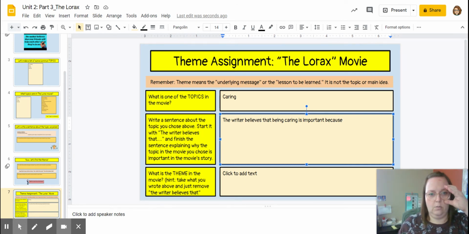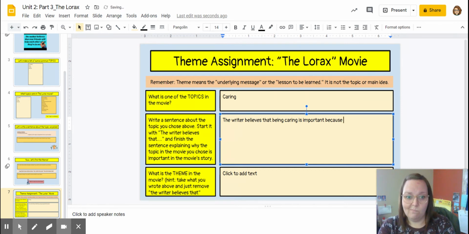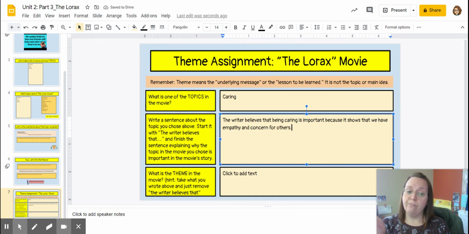Why is it important? It's important because, how about it shows that we have empathy and concern for others. If you care about somebody, you have concerns for them. You worry about them. You want them to be safe and healthy. If you have empathy, you can relate to other people's feelings. Does that explain how caring is important? For sure. So make sure you're not ending with, it's important, period. You need to explain why.